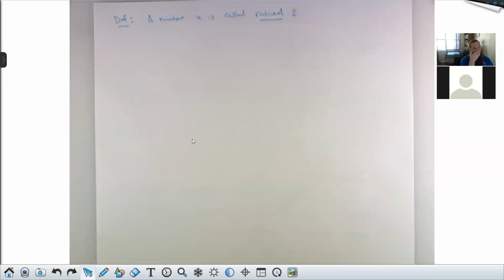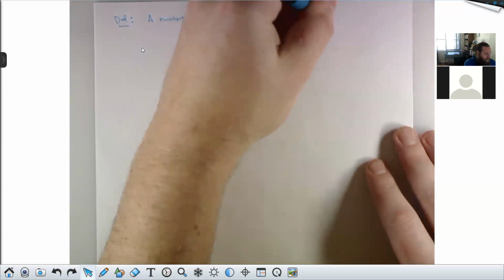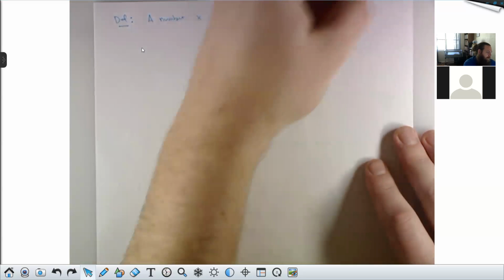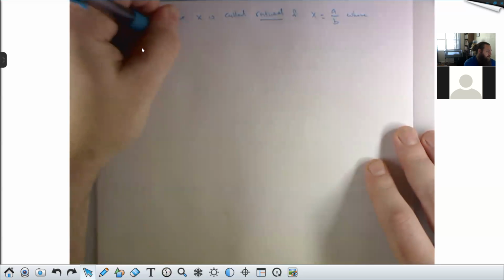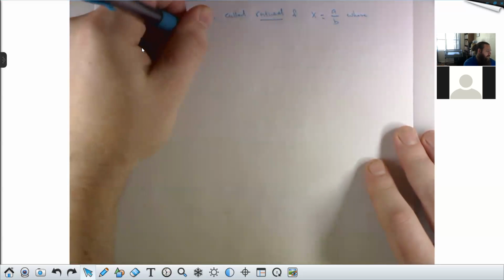What does it mean to say a number is rational? What are rational numbers? Yeah, perfect, Tahara. If x can be written as a over b, where a and b are both integers.